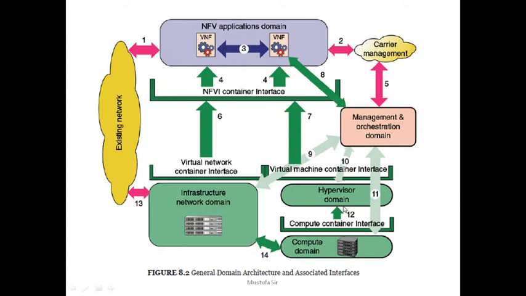Again, if MANO wants to communicate with the hypervisor domain, this is the 10th interface. Similarly, if MANO wants to communicate with the compute domain, there is an 11th interface. And how the compute domain provides the interface to the hypervisor domain is a computation way, so it provides a container interface called compute container interface. And the 13th one is how the infrastructure network domain connects or interfaces with the existing network. This particular interface is called 13, and how the infrastructure network domain communicates with the compute domain is 14.